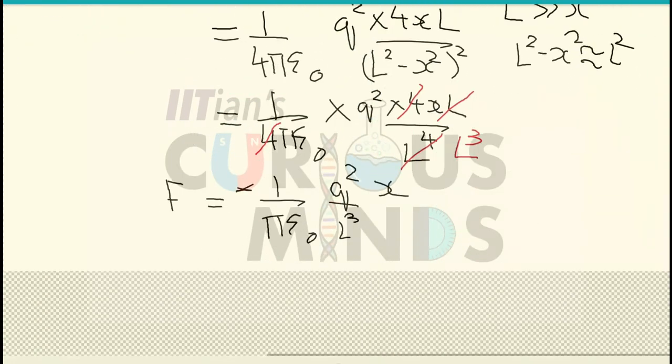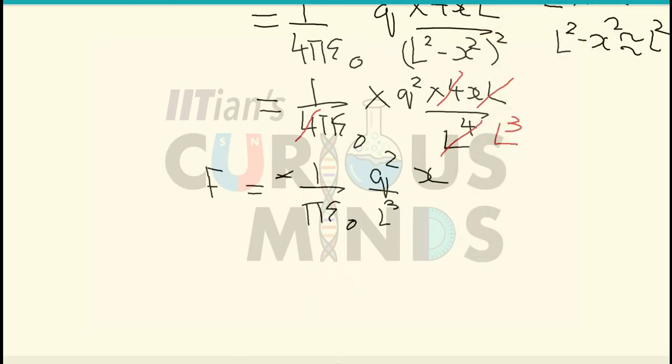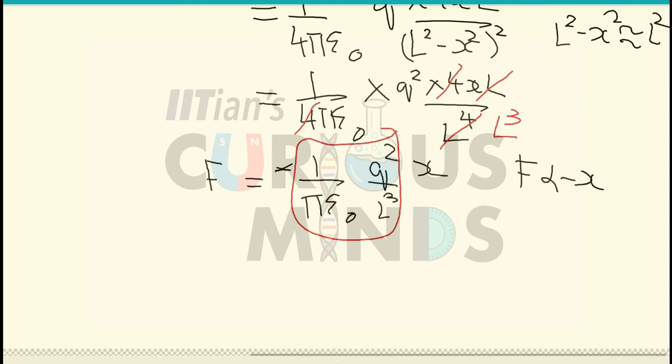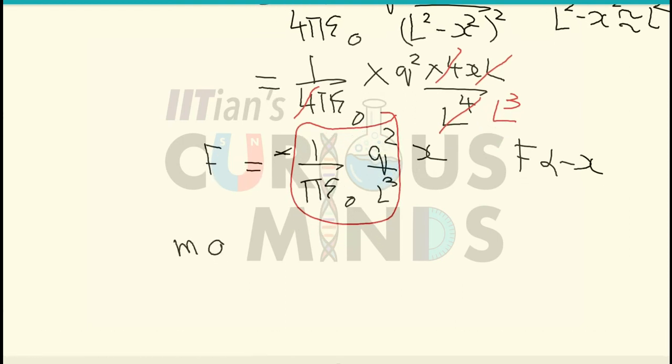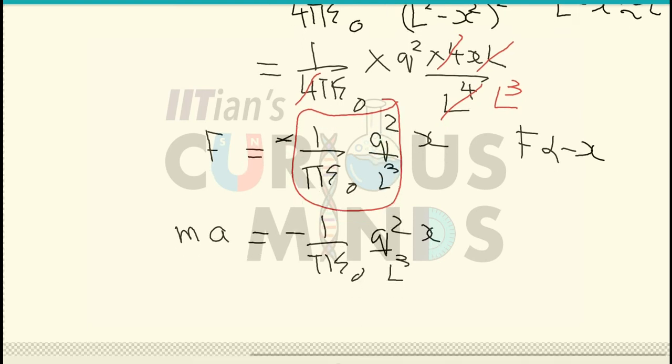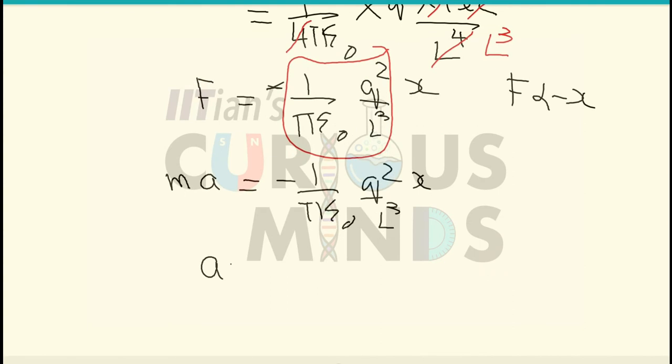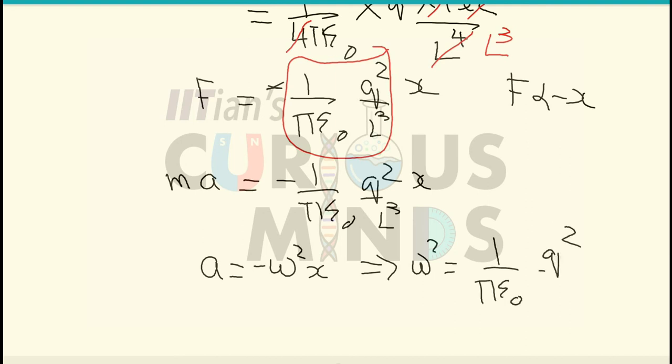So I can compare it with the standard SHM equation. This part is equal to a constant, and force is directly proportional to minus x, so it gives me an SHM. Now force is equal to m into a, which is equal to minus q square divided by pi epsilon naught L cube into x. So using the equation a is equal to minus omega square x, omega square will come out to be 1 by pi epsilon naught q square divided by m L cube. This will be the omega square.